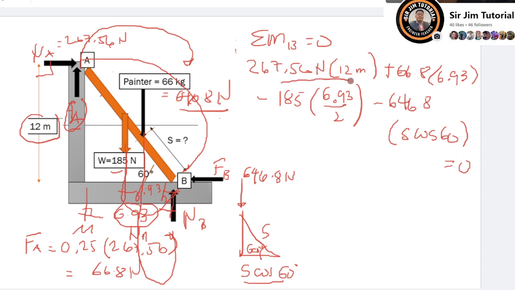This one, you can calculate this one. These are all numbers. Also this one. And then what remains here will be your S. Okay, so do it with your calculator. I'd like you to use your calculator. It should be equal to 9.4 meters.